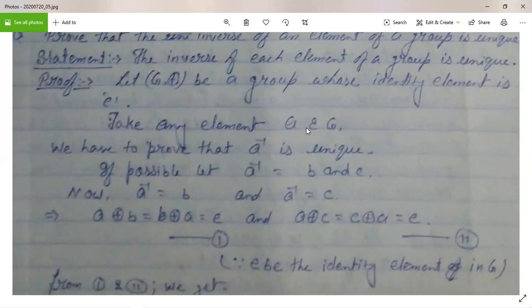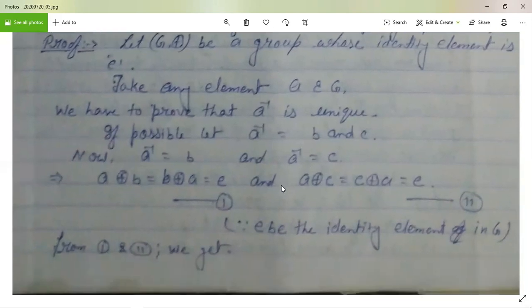Take any element A belongs to G. We have to prove that A inverse is unique. If possible, let us consider A inverse is not unique. Therefore, A inverse equals B and C. Now, A inverse equals B and A inverse equals C.